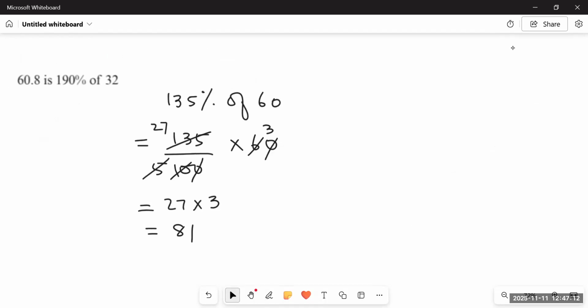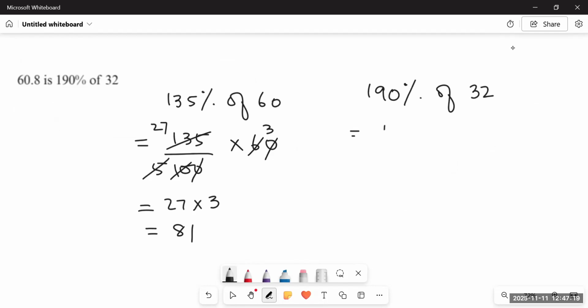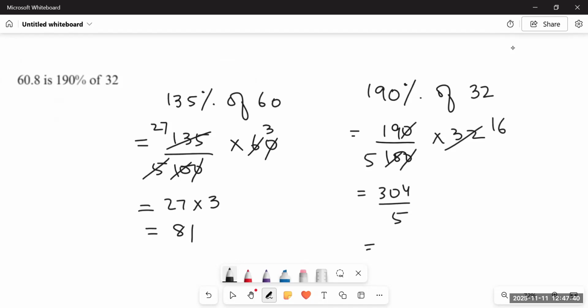Next we have 190% of 32. We have to prove that it's 60.8. Let's see. 190 upon 100 multiplied by 32. Let's cancel the zeros. Then we multiply 19 with 16. That's 304. 304 divided by 5 is equal to 60.8. Hence proved, yes, 190% of 32 is 60.8.